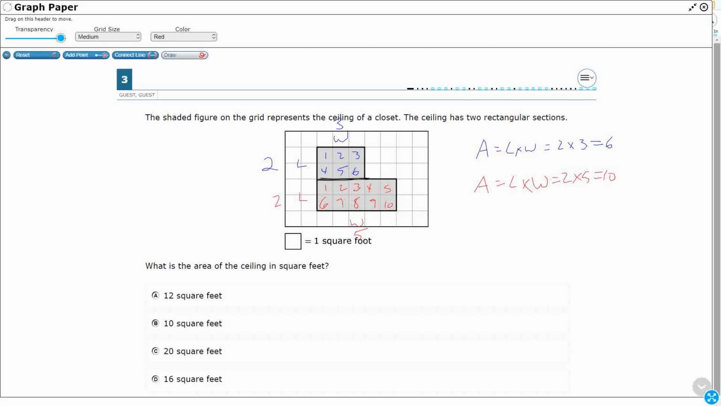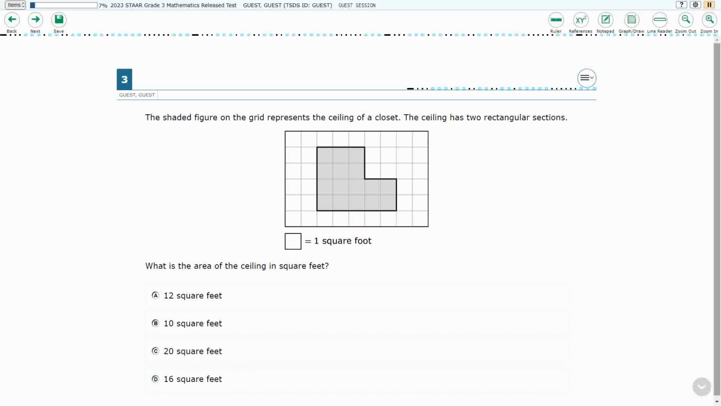Now, this is a composite shape. That means it's 2 rectangles stacked next to each other. There's no overlapping. There's no gaps. And so if I wanted to figure out what the total is, what could I do? Well, I could also add my two totals. 10 plus 6. So you notice I cut it a different way. Still got the same answer. Either way you look at it, the area of this ceiling, this composite shape, is going to be D, 16 square feet.